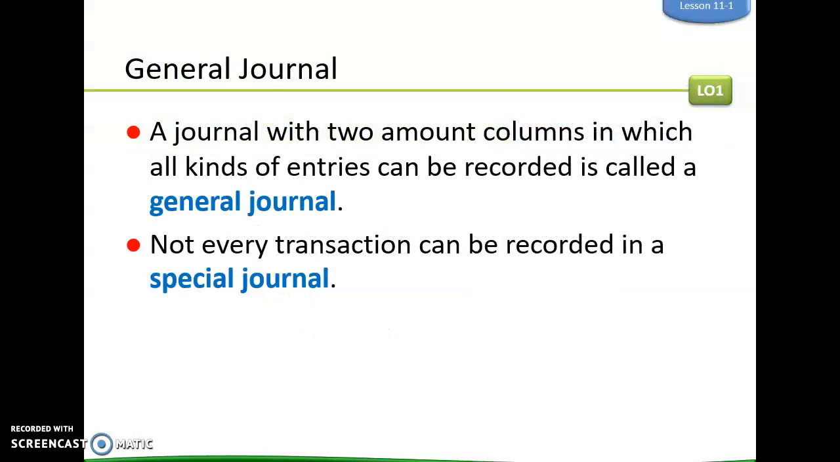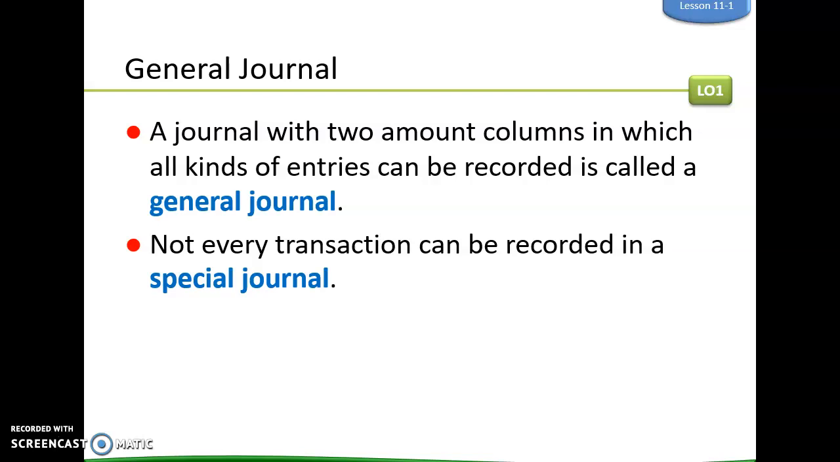So let's talk about a general journal. A general journal is a journal with two amount columns in which all kinds of entries can be recorded. Like I mentioned before, we just finished going over special journals. So there are some transactions that can't be recorded in special journals.